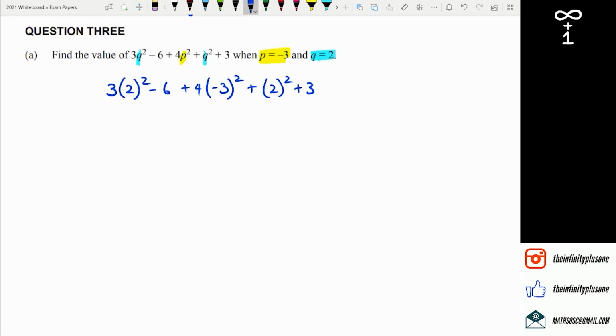Expanding it out, 2 squared is 4, 4 times 3 is 12, 12 minus 6 plus -3 squared is 9, 9 times 4 is 36, plus 4 plus 3, which equals 49. Grades-wise, this is worth an achieved. You have to get a correct solution, and no correct solution means no grade. There is actually no alternative for this particular question.